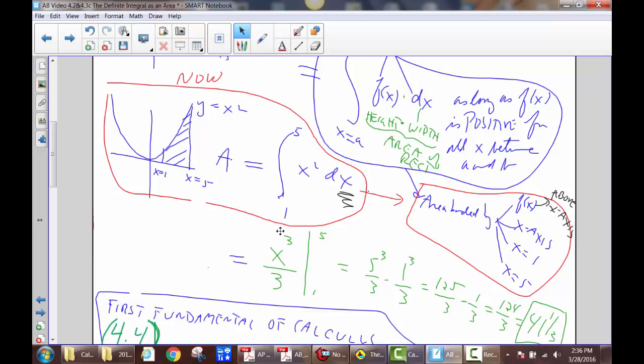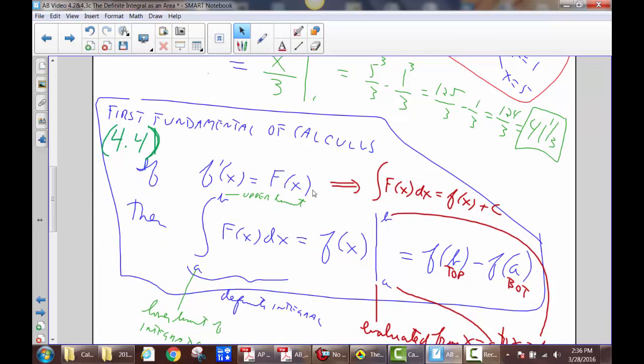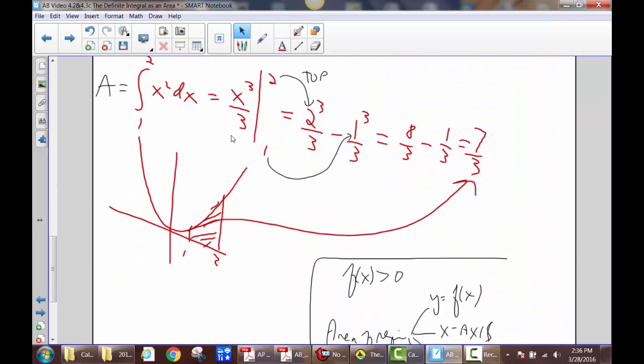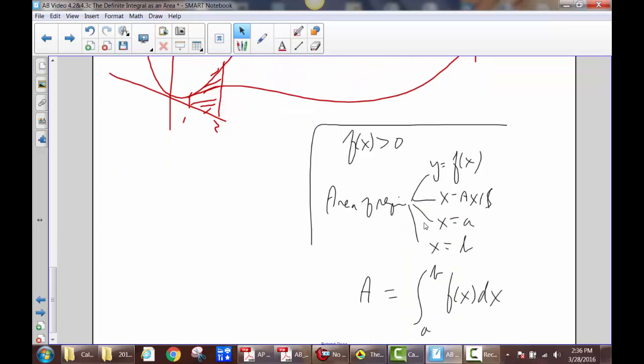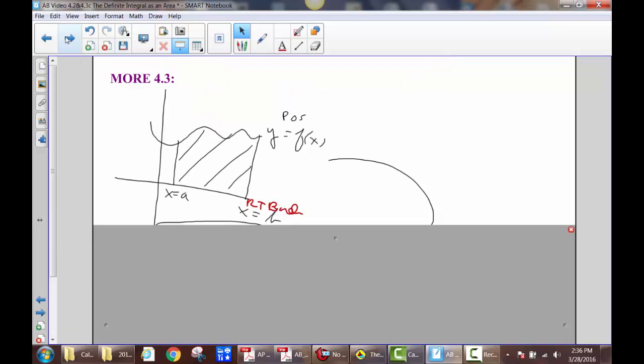Turns out the exact area of that region is 41 1/3. Okay, we've seen this before, the first fundamental theorem of calculus, and that's how to evaluate a definite integral. So here's another example from 1 to 2 of x squared dx. And as long as your function is above the x-axis, then the area of the region bounded by that function, the x-axis, x equals a and x equals b, is exactly the definite integral from a to b of f of x dx.